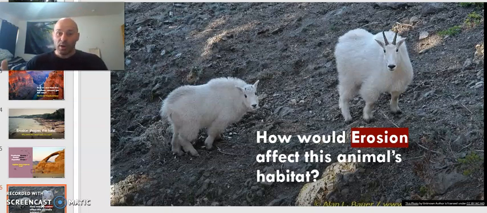All right, last picture we're going to look at together. Here are some mountain goats living in their habitat. How would erosion affect this animal's habitat? Think about that question, and your answer is going to be one of the last answers on this week's assignment. So I can't wait to see some of your awesome ideas.